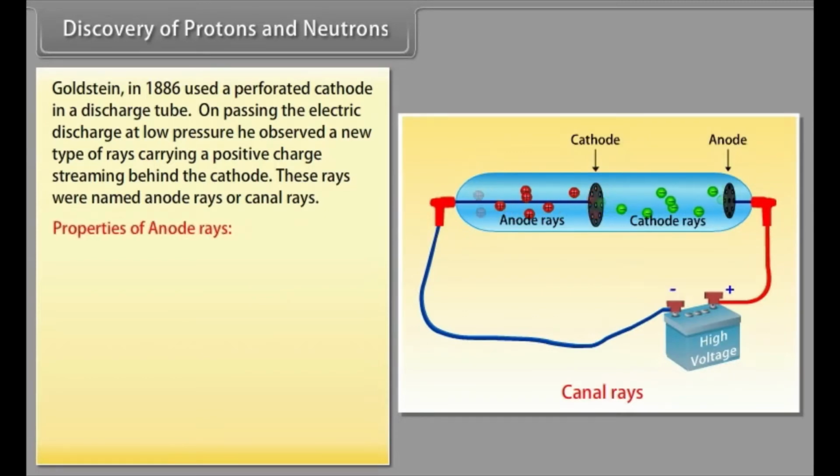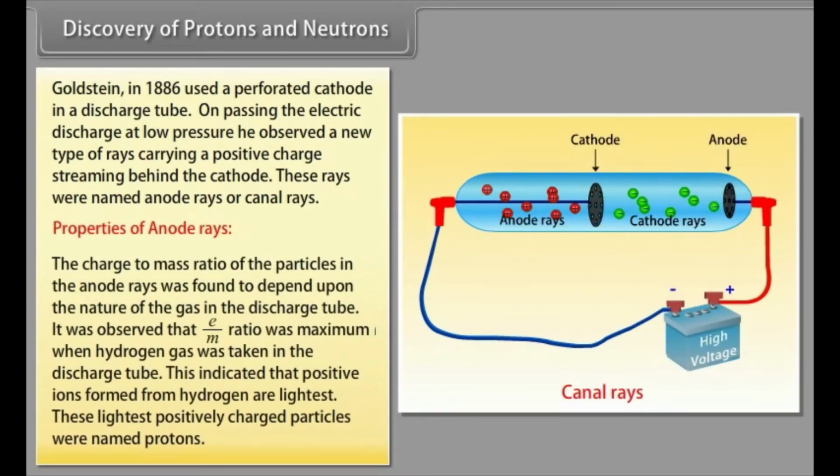Properties of anode rays. The charge-to-mass ratio of the particles in the anode rays was found to depend upon the nature of the gas in the discharge tube. It was observed that e/m ratio was maximum when hydrogen gas was taken in the discharge tube.